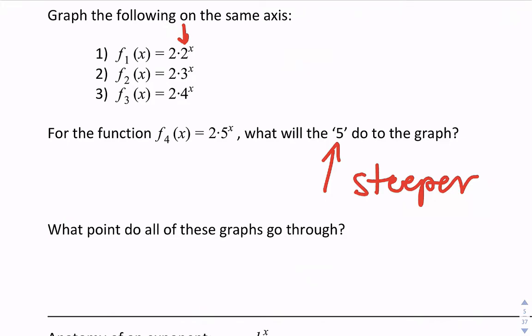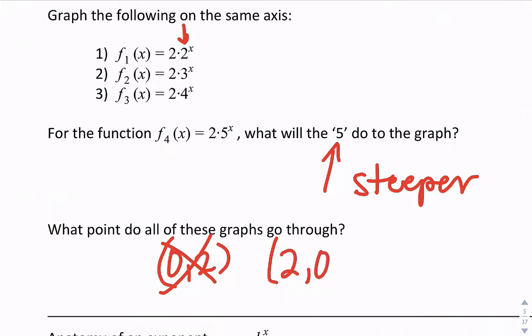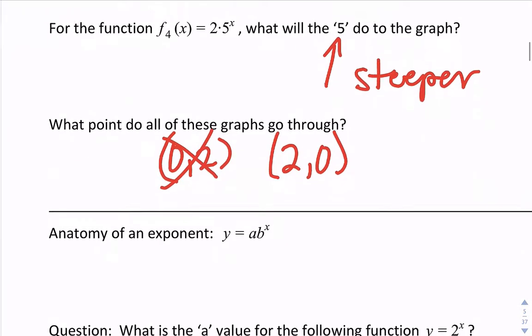And they all go through the point 0,2 because they all start, it's not 0,2, I'm sorry, it's 2, 0. Because they all start at that one point at time 0.